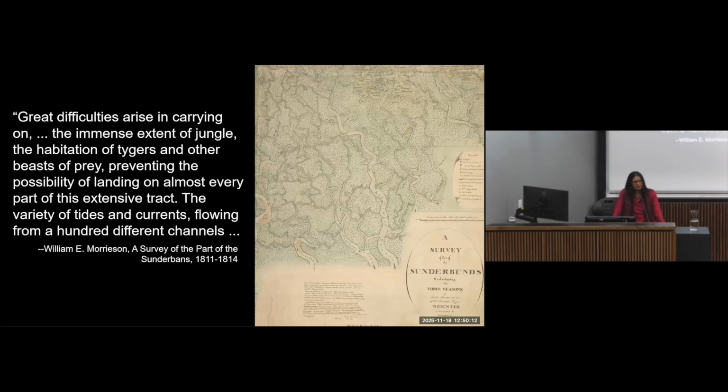And they were kind of despondent. "Great difficulties arise in carrying on the immense extent of the jungle, the habitation of tigers and other beasts of prey, preventing the possibility of landing on almost every part of the extensive tract, the varieties of tides and currents flowing from 100 different channels." Like they're lost. They did not actually get off from their boat onto the land, for fear of wild beasts.